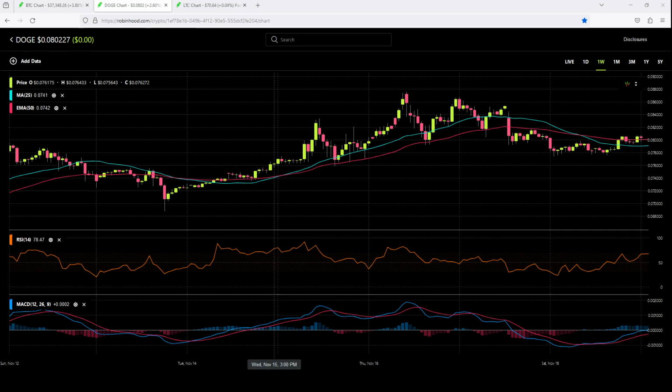Okay, I want to get back on here and take a look at Doge. This is the Robinhood charting, and I went ahead and put on the moving average. We're looking at the weekly here, and hopefully you can see this. The MA moving average for the blue is the 25, and the red is the 50 on the top chart.